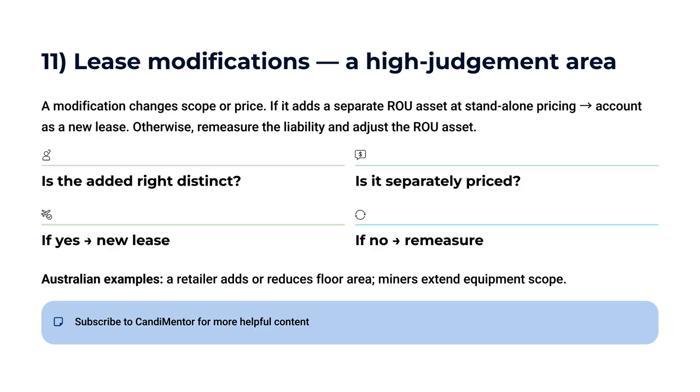Lease modifications, a high judgment area. A modification changes scope or price. If it adds a separate ROU asset at standalone pricing, account for it as a new lease. Otherwise, remeasure the liability and adjust the ROU asset. Australian examples: a retailer adds or reduces floor area, or miners extend equipment scope. Use the assessment flow. Is the added right distinct and separately priced?